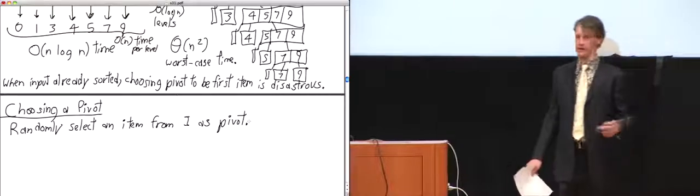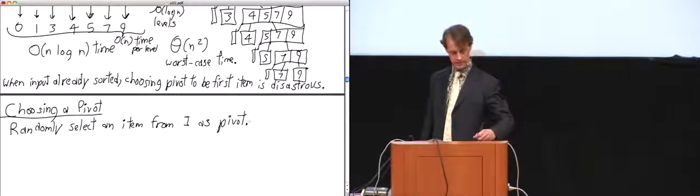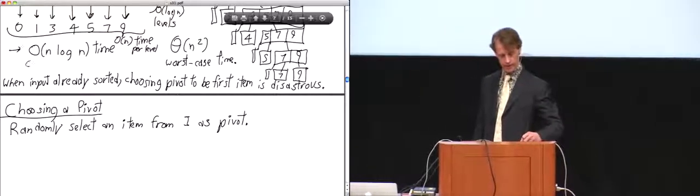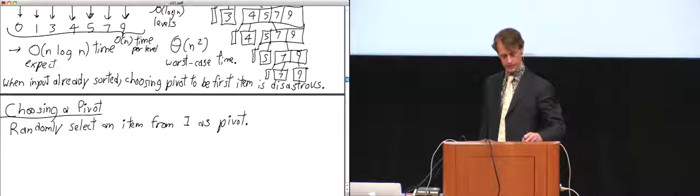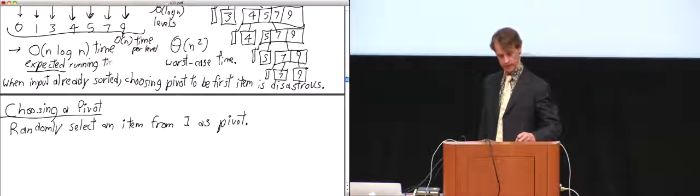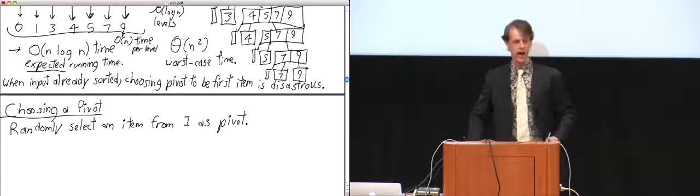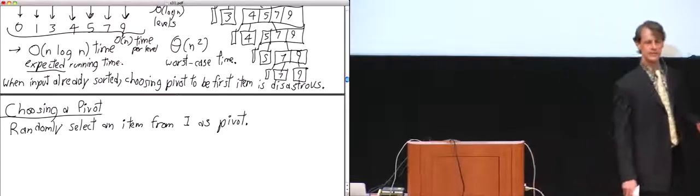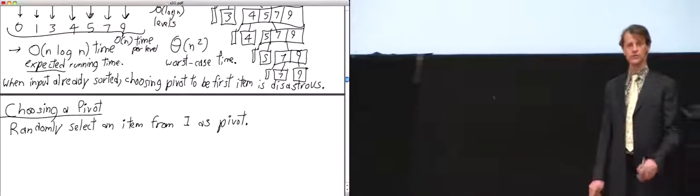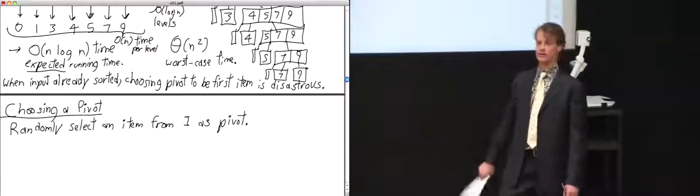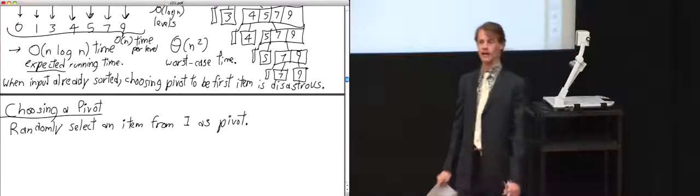For instance, when I talked about this tree being order n log n time, that is actually the expected running time, not the worst case time, which is n squared, but the expected running time in a formal probabilistic sense. You can prove using probability theory that if you choose a random pivot, quicksort will run in expected n log n time. And I will actually show you a proof of that later in the semester.